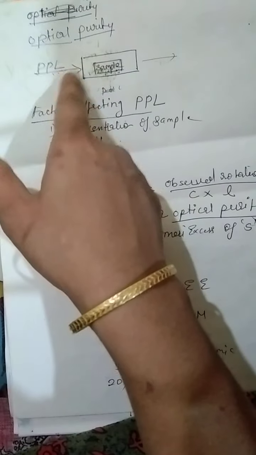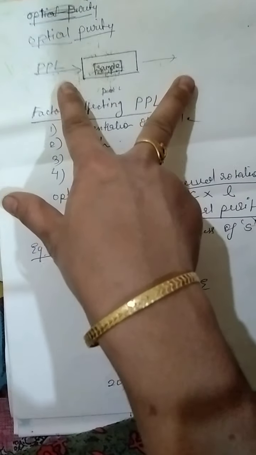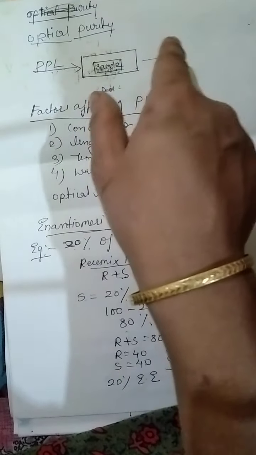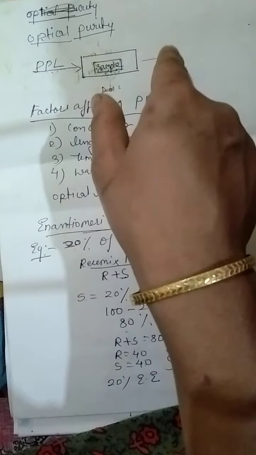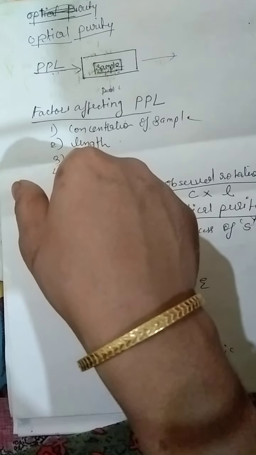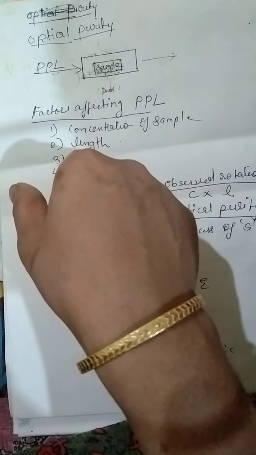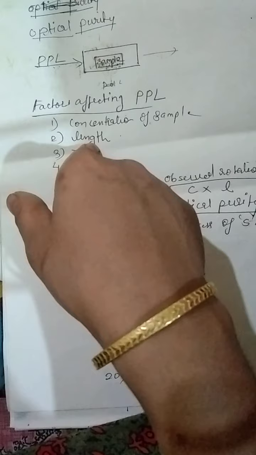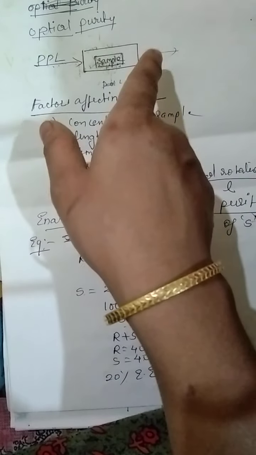If the length of this tube is more, then the light has to cross that much more distance, and definitely the rotation will get affected by crossing more or less distance of the tube. Means the length of the tube will also have an effect on the rotation of the plane polarized light. Another thing is the temperature. If there is an increase or decrease in temperature, then also there will be an effect on the rotation of light.